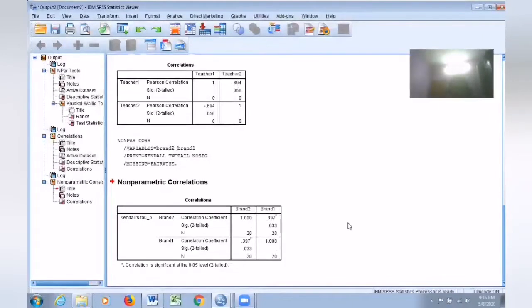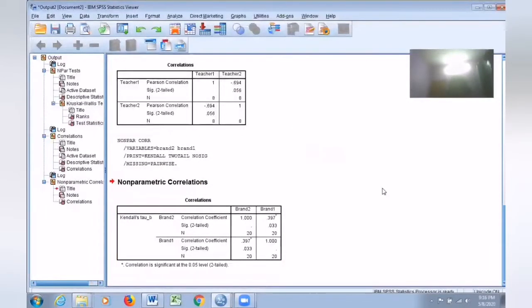It means that there is a correlation between these two items, and that correlation is positive. It means that when the rating of brand 1 increases, the rating of brand 2 also increases. When the rating of brand 1 decreases, the rating of brand 2 also decreases. So there is a correlation.